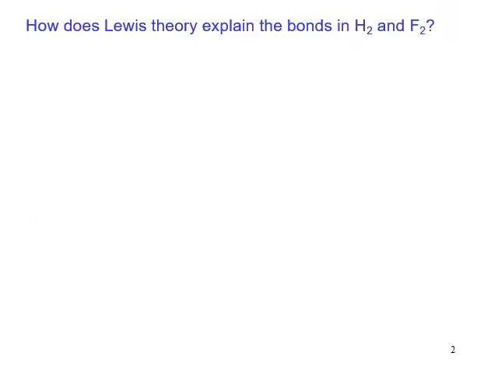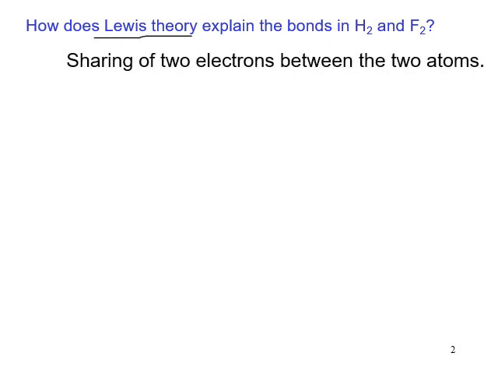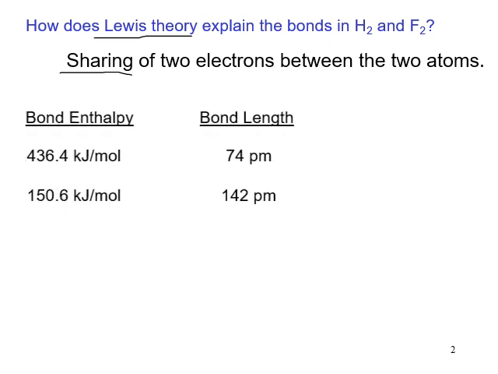So let's talk about Lewis dot theory and how it explains bonding, because that's really what this chapter is about: how do things bond? Why do atoms bond with each other? So Lewis theory, remember, was about valence electrons. If we think about Lewis theory, we think about sharing, right? We're talking about covalent compounds, and covalent compounds share electrons between atoms.